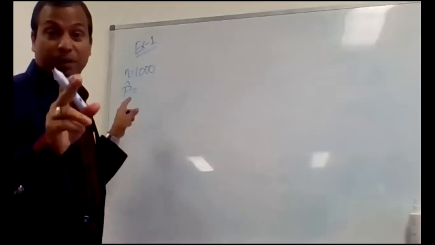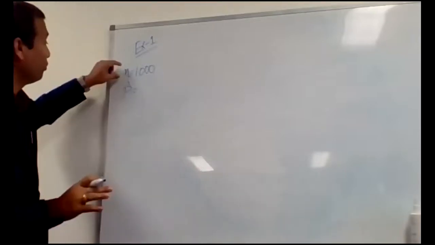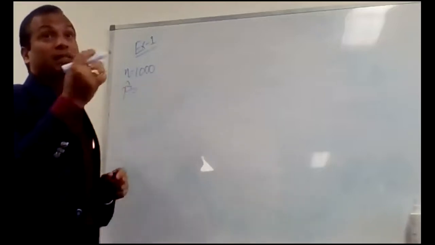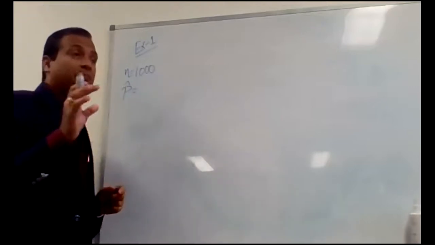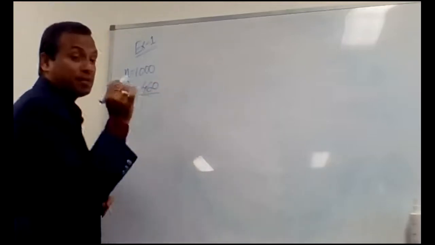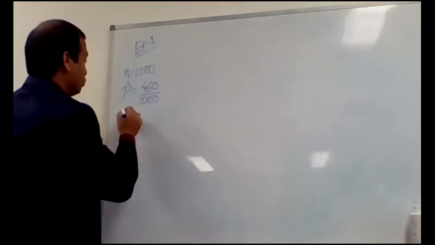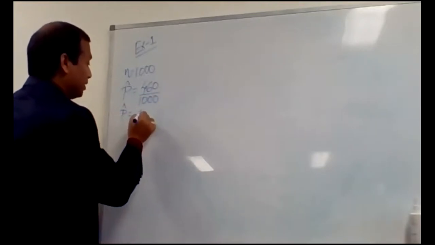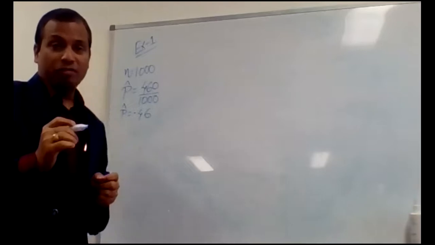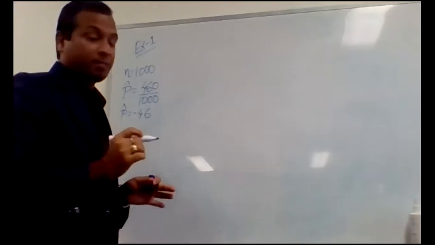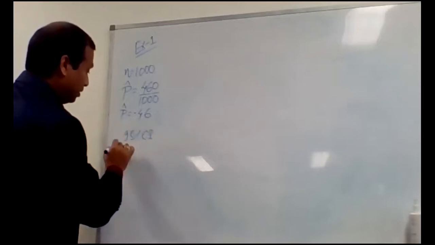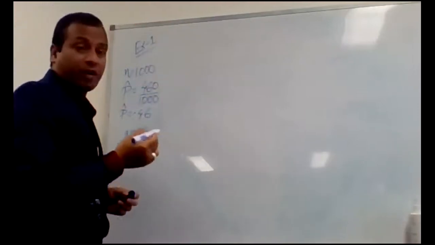Right. So this sample is randomly selected, the criteria is fulfilled, and the value is given. So P hat is the sample proportion. That is how to calculate the sample proportion. Over here it is 460, that is the item of our interest, divided by the sample size, that is 1000. So the P hat value is 0.46. And then you have to calculate the 95% confidence interval.